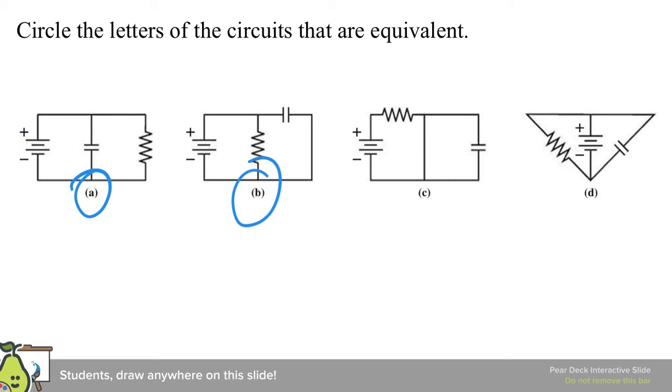And then here we can say we leave the battery and we reach a junction where we can either go through the capacitor and back or the resistor and back. So that is also the same. So A, B, and D are all the same circuit. And it doesn't matter which one you draw or which one you use. You can move circuit elements around anywhere you want as long as you don't break the basic logic of this element.